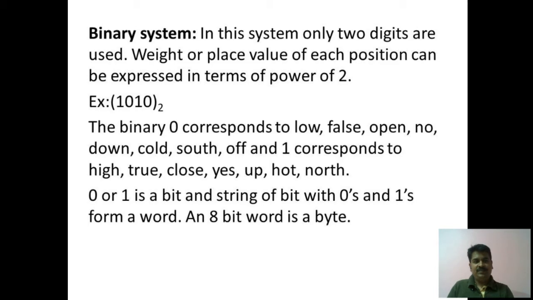In the binary number system, 0 corresponds to low, false, open, no, down, cold, south, off, and so on. But 1 corresponds to the opposite: high, true, close, yes, up, hot, north. An 8-bit word is a byte, and 0 or 1 is a bit. If you make a group of 8 such bits, it is called a byte.